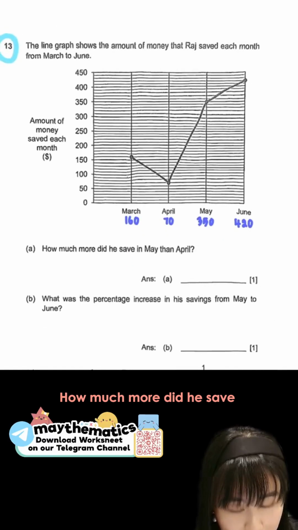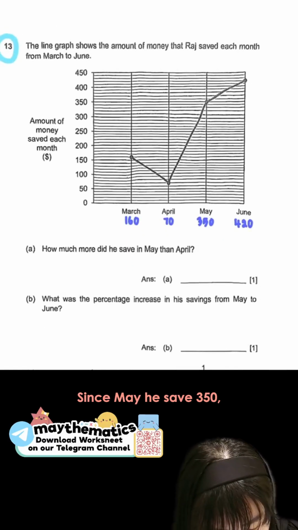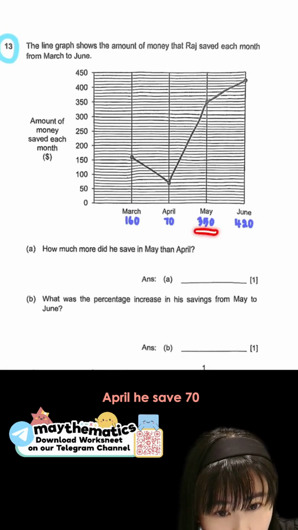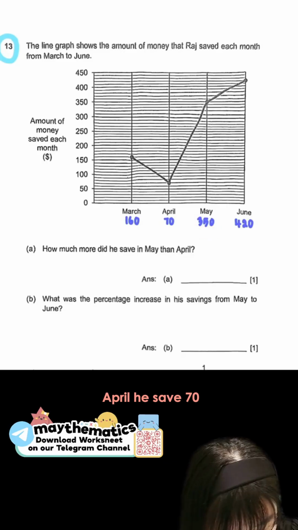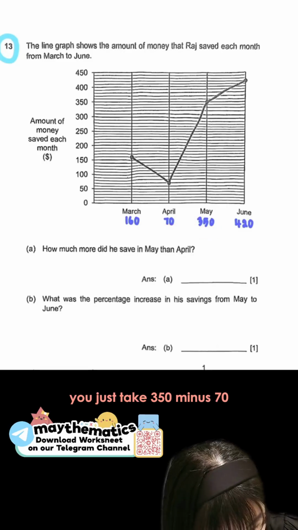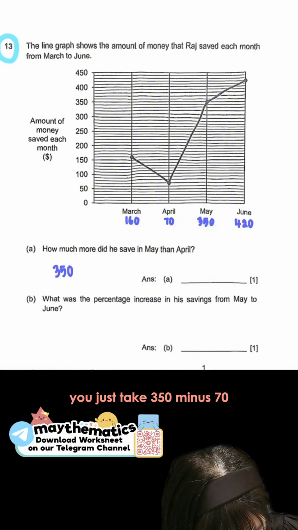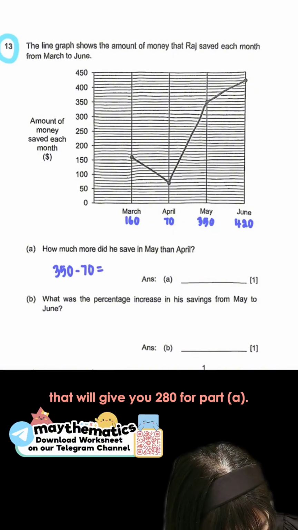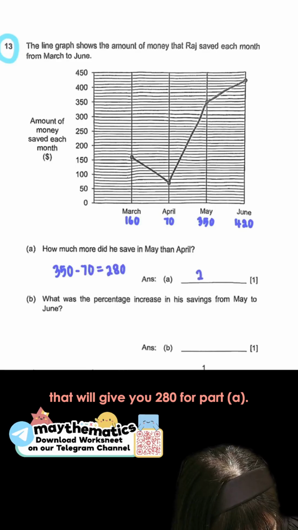So how much more did he save in May than April? Since in May he saved 350 and in April he saved 70, how much more? You just take 350 minus 70, okay? That will give you 280 for part A.